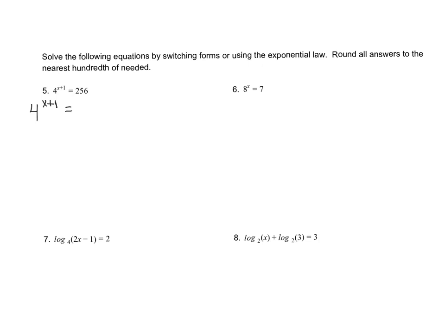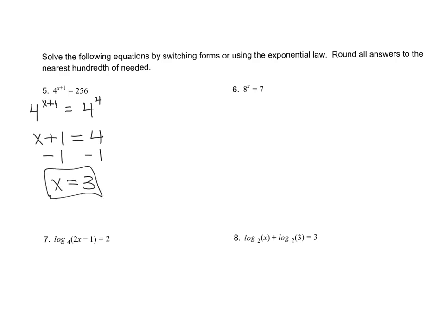So we can rewrite 256 as 4 to the 4th, since 4 times 4 times 4 times 4 gives us 256. Now that the base numbers are the same, in order to solve for x, we're going to set the exponents equal. So we're going to do x plus 1 equals 4. And to solve for x, we're going to subtract 1 from both sides, so we get x equals 3.